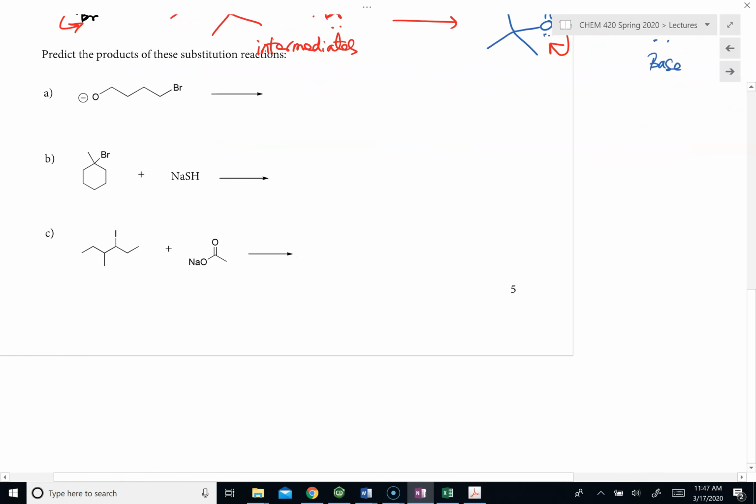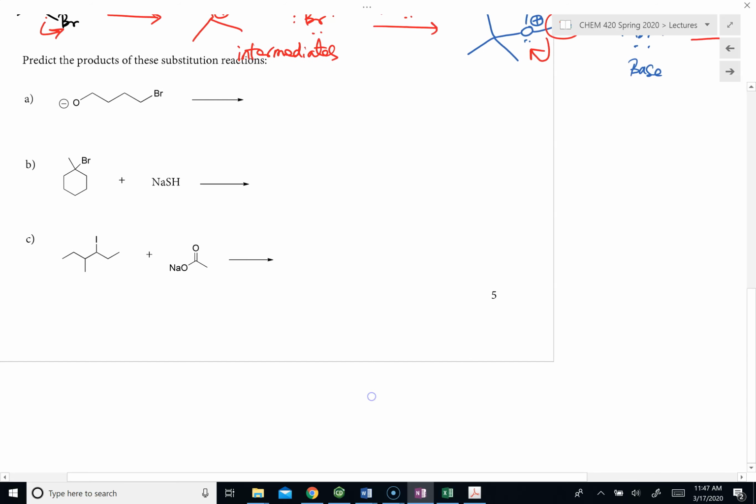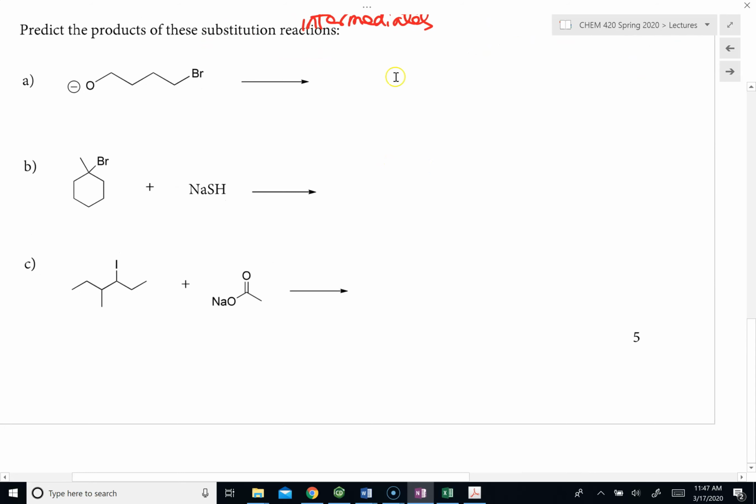Let's now have you try some of these reactions. So why don't you take a minute to work on this before we go over the answer together. In this case, we are no longer giving you the product, but we want you to be able to figure out what would be the product of this reaction. And it actually is not that difficult at all. So let's try this.